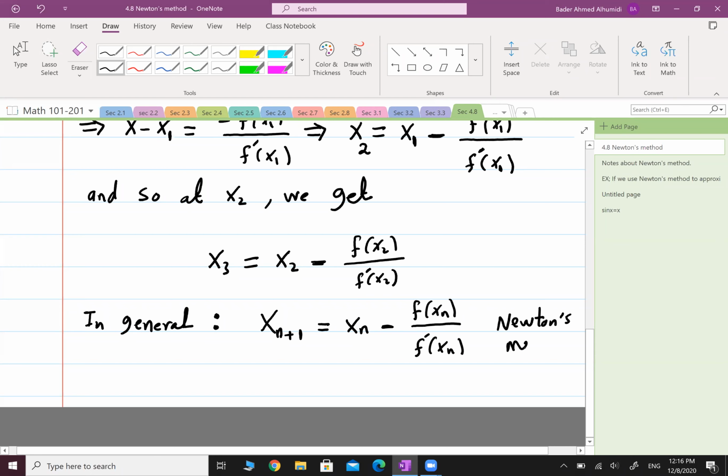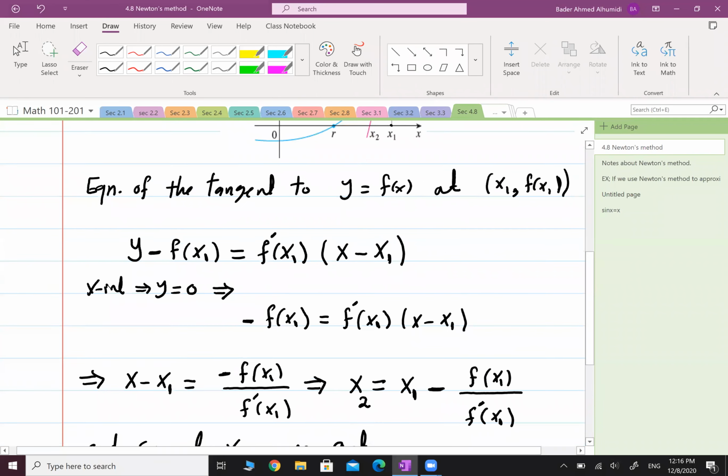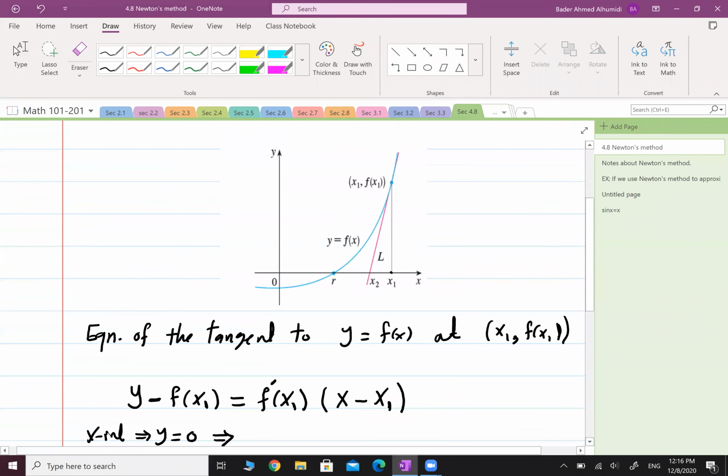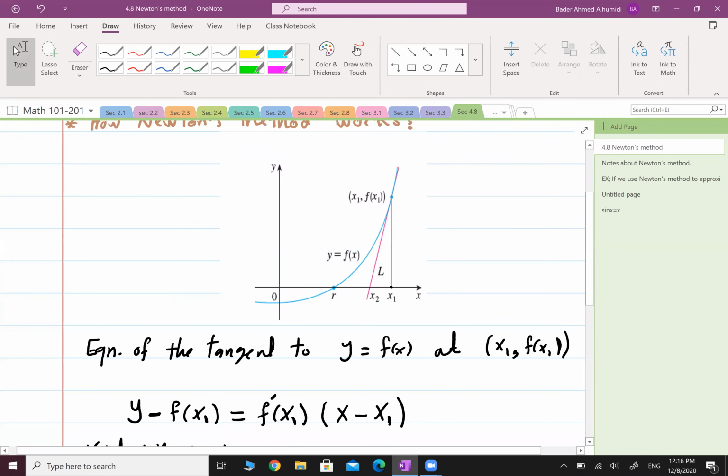Newton's method, starting with an initial guess x1. Of course, this is true for n equal to 1, 2, 3, etc. If you substitute n equal to 1, you have x2 in terms of x1. If you substitute n equal to 2, you have x3 in terms of x2. And so on. This is what we call Newton's method. Is the methodology clear for you? How it works? We know there is a root, so we start with an initial guess. We go to the graph. We draw a tangent line. Then we take its intercept. We call it x2. Again, we go to x2. We go to the graph.